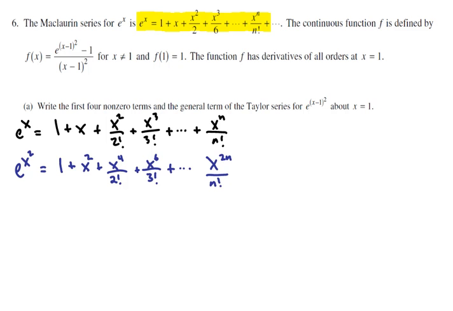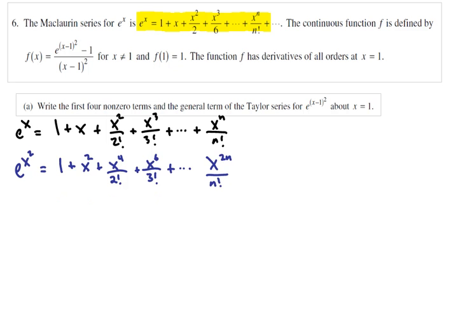Again, assuming we start with the zeroth term, the zeroth term is 1, the first term is x squared, the second term is x to the fourth over 2 factorial, and then x to the sixth over 3 factorial. So you can see that that's just x to the 2n over n factorial.